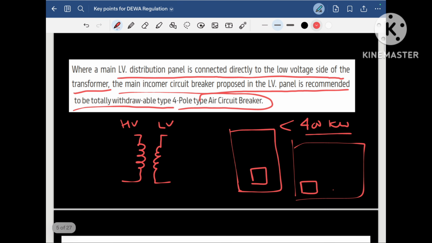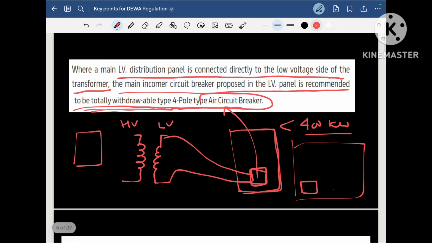As per DEWA regulation, the LV side of the transformer is connected to the LV switchgear. The breaker where the LV side of the transformer is connected must be an air circuit breaker, 4-pole, and it should be totally withdrawable type. What does totally withdrawable type mean? This breaker we can rack out. There will be a provision that the breaker can be racked in and racked out. That breaker is called withdrawable type.